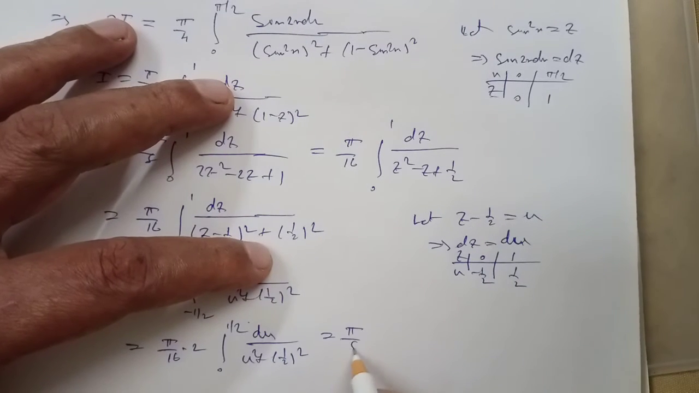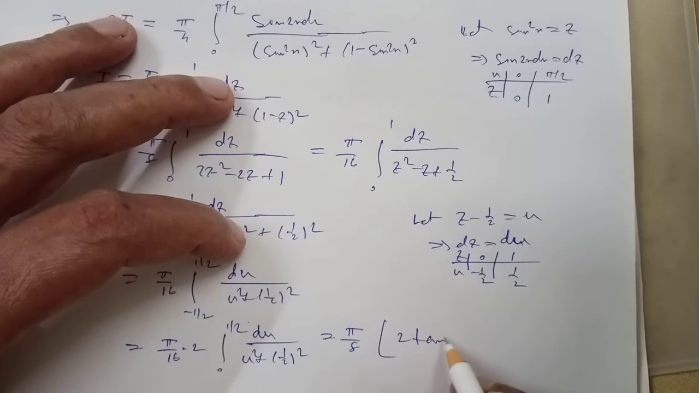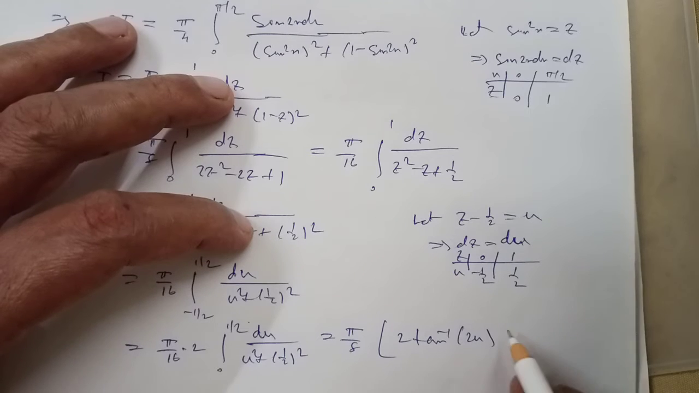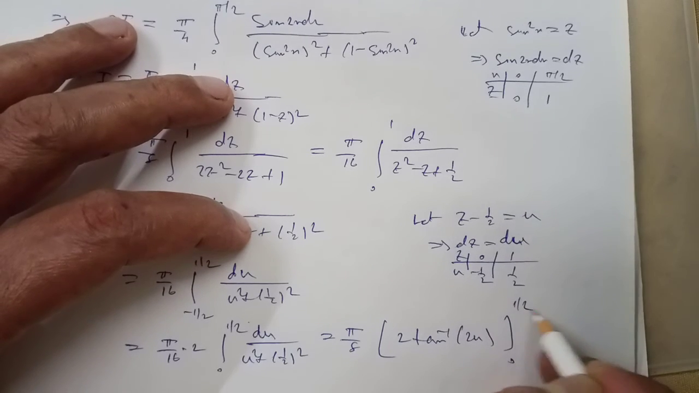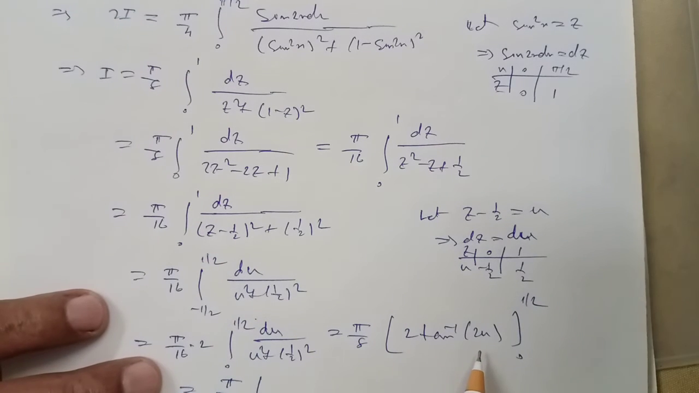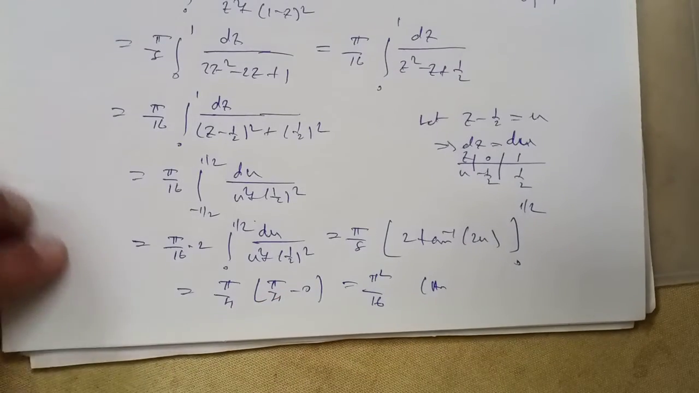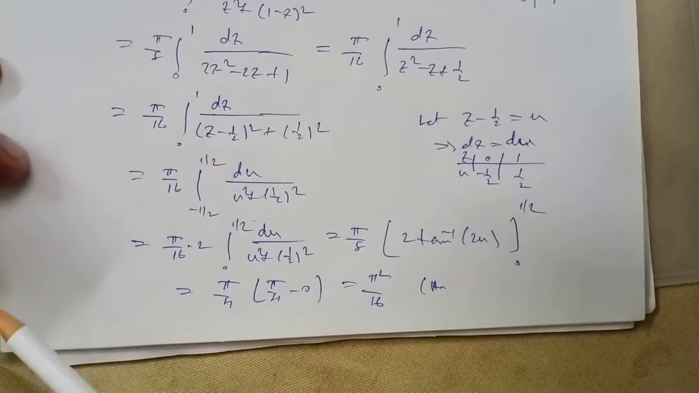Now this becomes pi by 8, 1 by a tan inverse of x by a, that is 2 tan inverse of 2u, because u by half is 2u. Limits are 0 to half. 2 is taken outside, so we get pi by 4. Tan inverse of 2u, that is tan inverse of 1, that is pi by 4, minus 0, that is pi square by 16. So this is our answer, pi square by 16. Okay, this is an important problem asked in exams. This was our fourth problem.